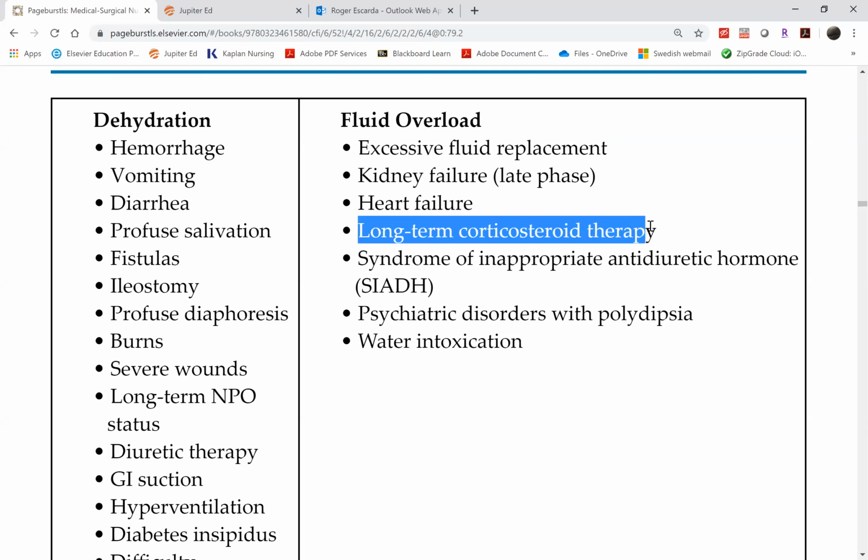Here's another example. Long-term corticosteroid therapy, steroids cause water retention. And if you use this over time, then that will lead to fluid overload and you look very bloated, weight gain, and actually, anyway, that's chapter 62. We'll discuss that another semester.